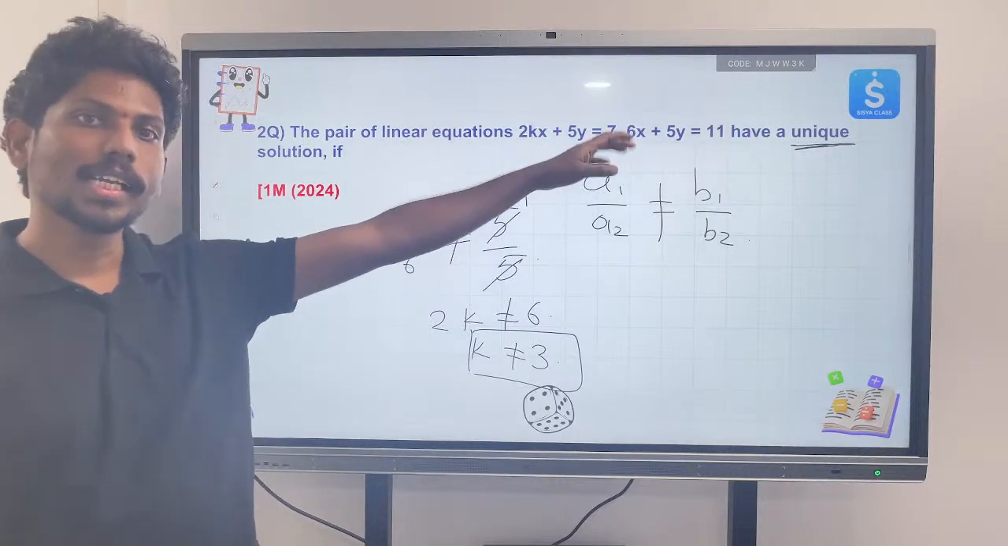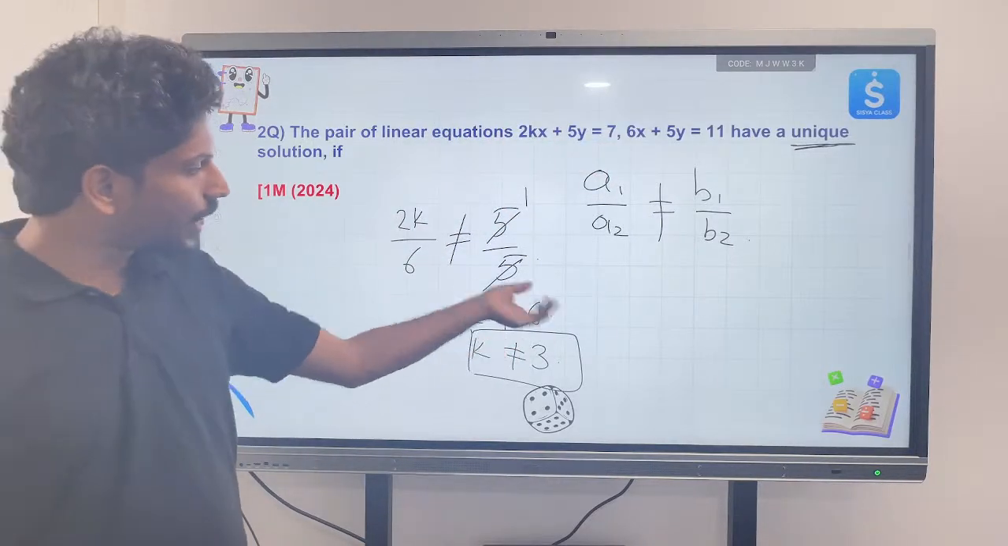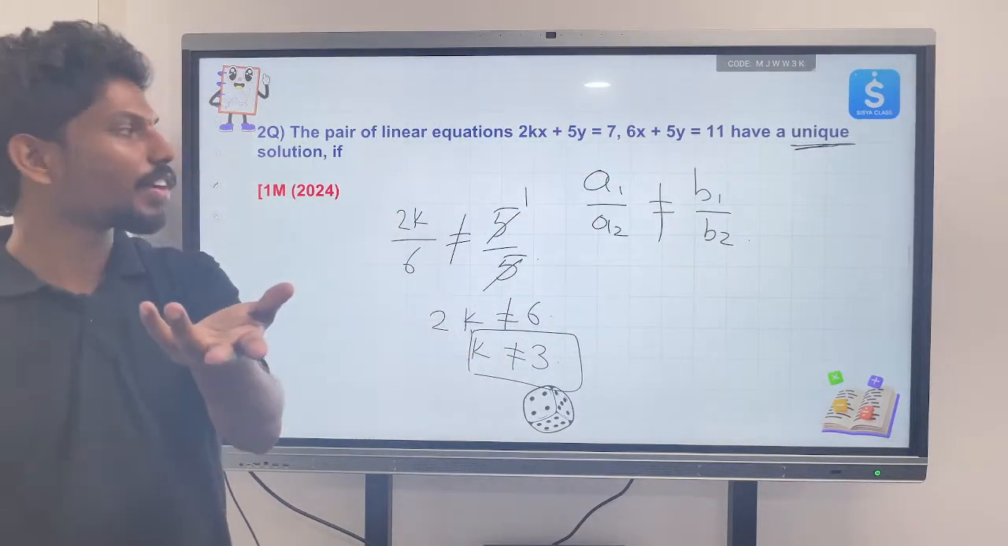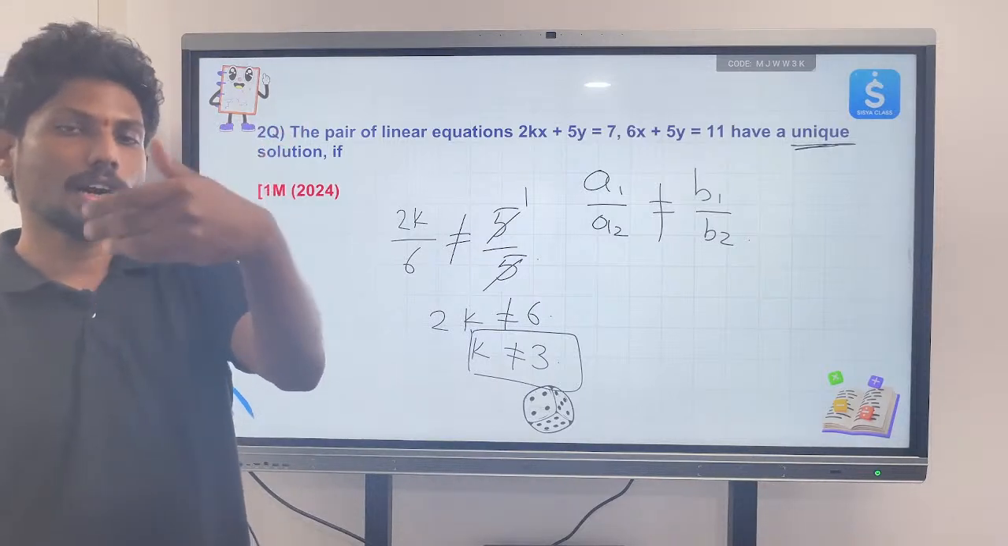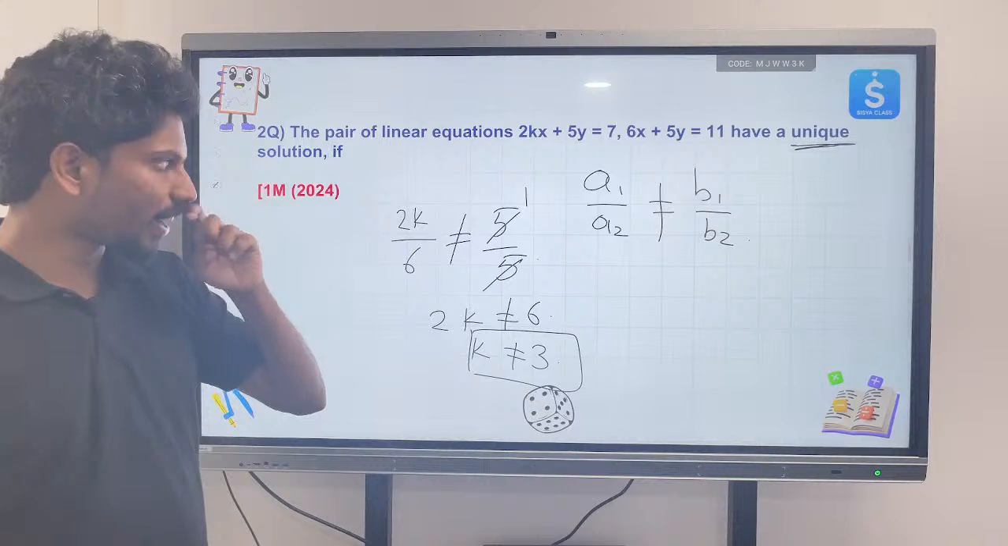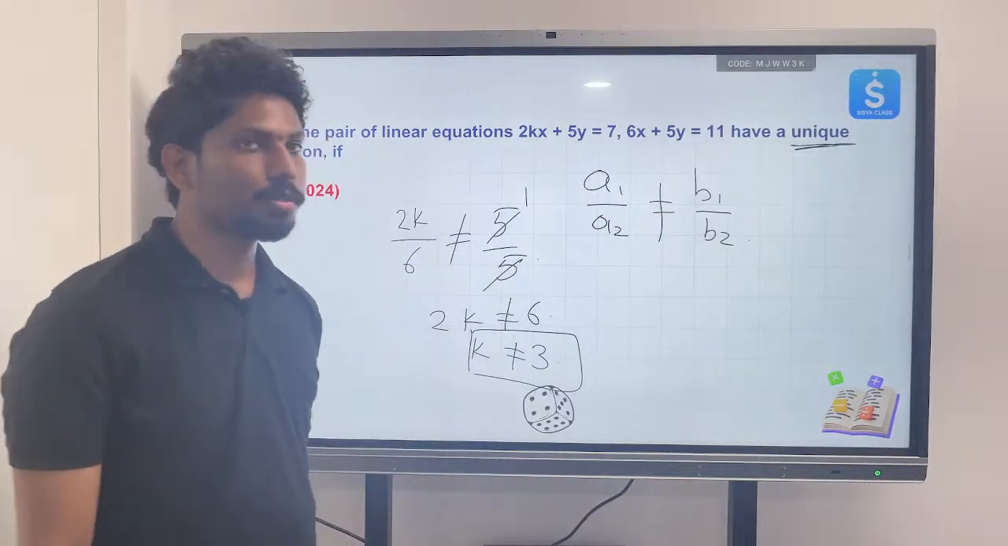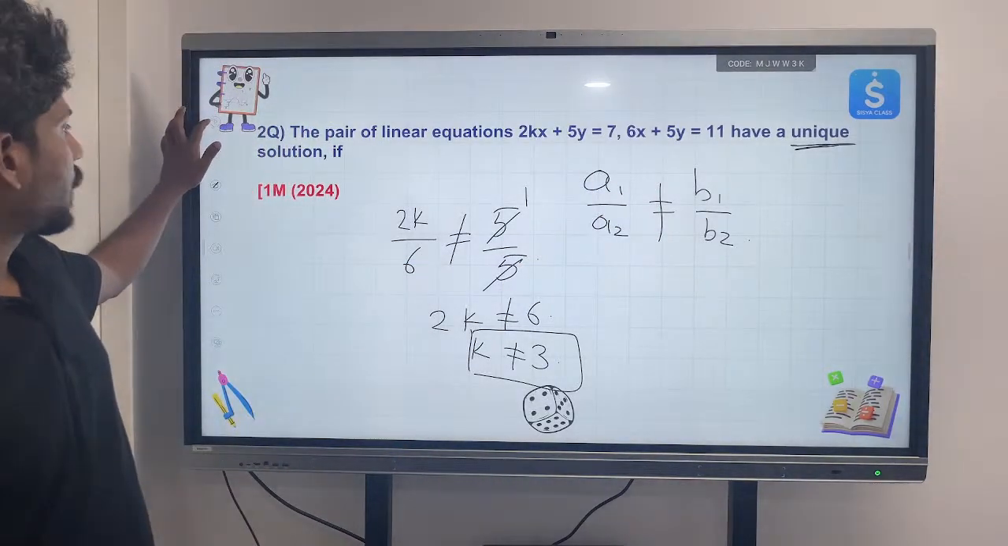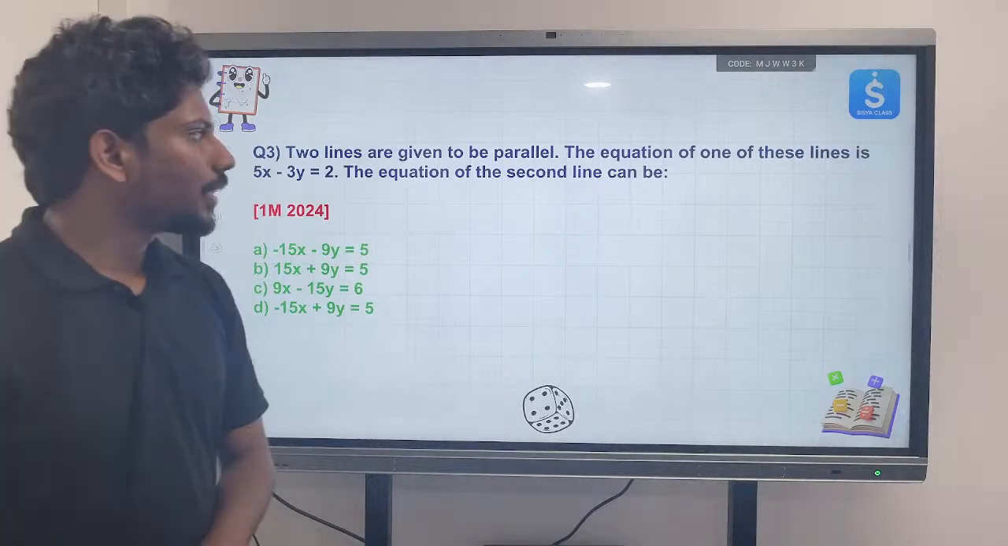In the other case, if k is equal to 3, it might have infinitely many solutions or no solution, right? It all depends on the value of c1 by c2. But whenever a1 by a2 is not equal to b1 by b2, then it has a unique solution, right? Now, let's see one more question.